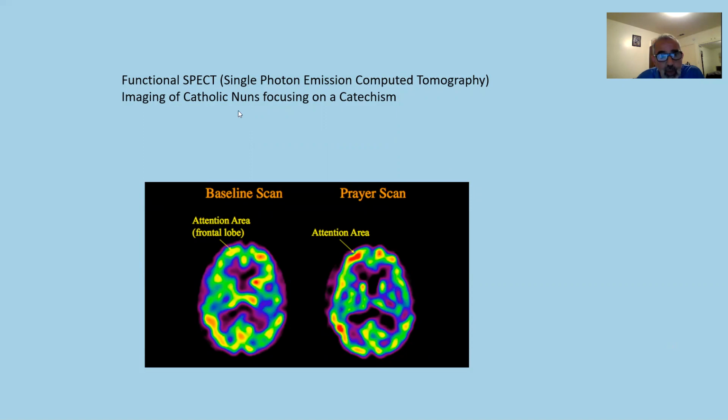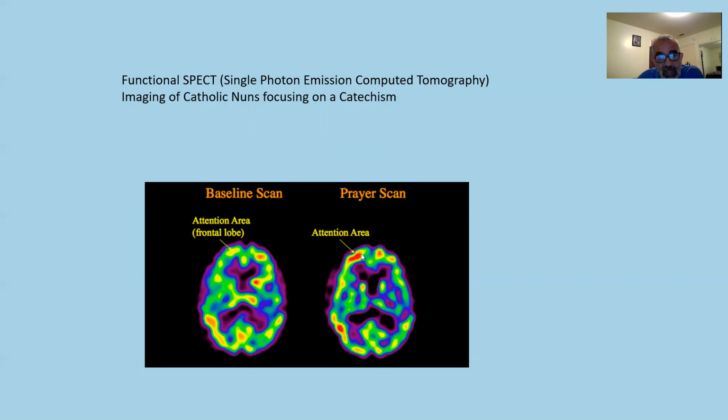activity. When he imaged Catholic nuns focusing on a catechism, here's the baseline scan where they are just in a relaxed state. And we're looking at an area in the frontal lobe that's sometimes known as the attention area or the control area. When they start to pray, and this is a uniform finding that's been replicated across multiple subjects, we note increased activation in the frontal area right here. So there's a definite difference between a relaxed state and a state of prayer.